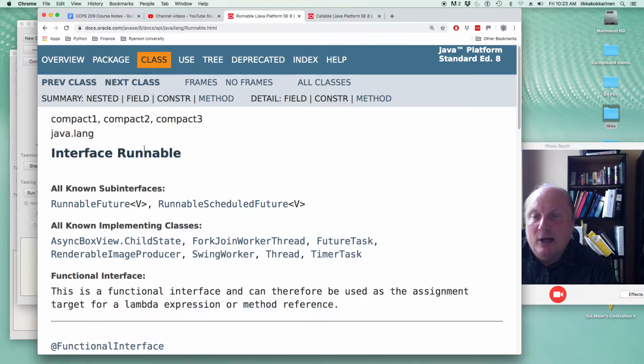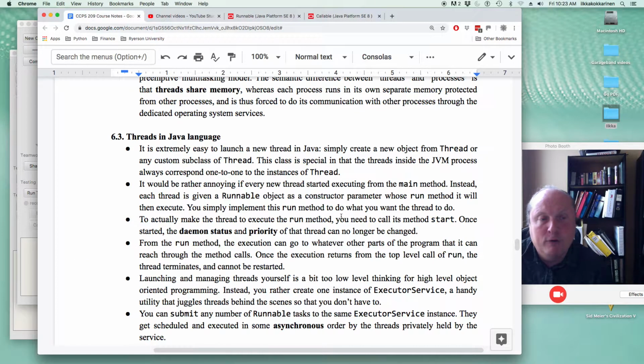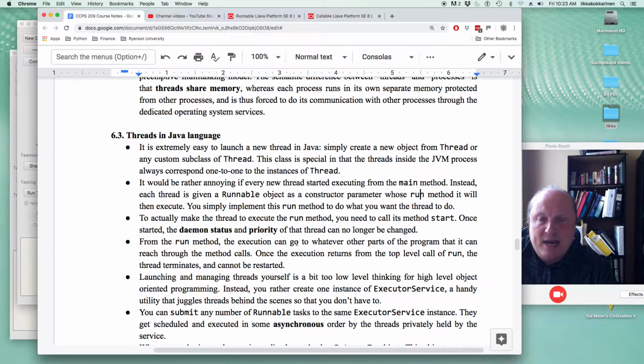But the run method is just the starting point of the execution thread, and just like the execution can escape from the main method to any other part of the program, whatever you do in the run method, the execution goes wherever it goes. So think of run as the main method of the new thread that you created.